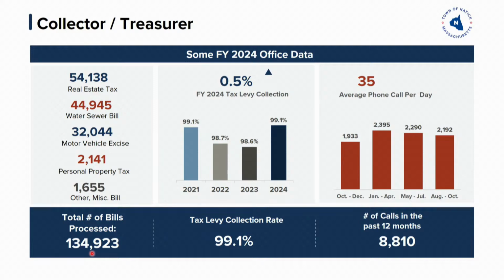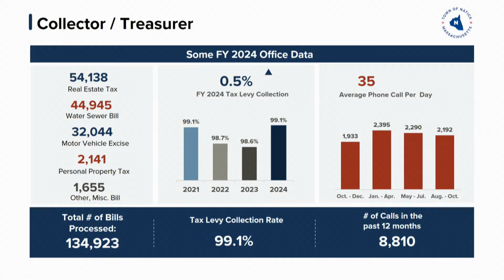Once again, I mentioned the tax levy collection rate is 99.1%. That's up, I think, is that up 2% from last year? 0.5, oh sorry, right at the top. I should read my own slide. 0.5% up from last year. Once again, a very high rate of collections, which is good. We do encourage people to call us, and they follow that advice and call the Collector Treasurer's Office quite a bit. For the calls in the past 12 months, 8,810. We receive about 35 phone calls per day with regards to taxes.